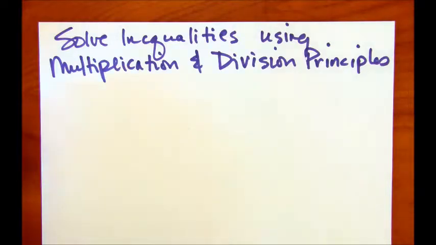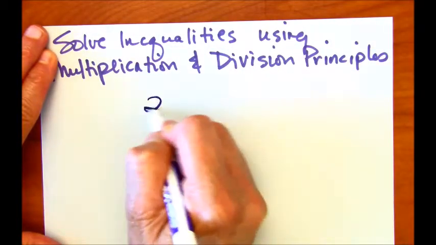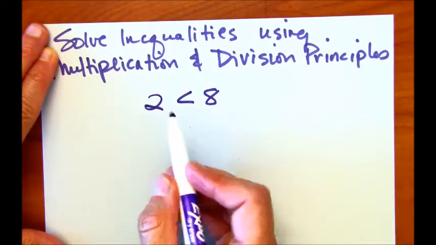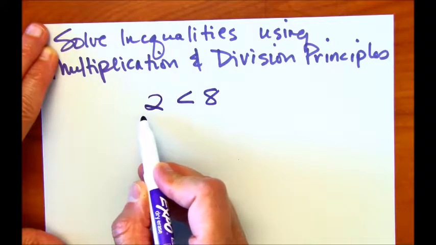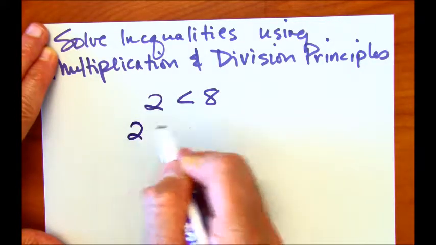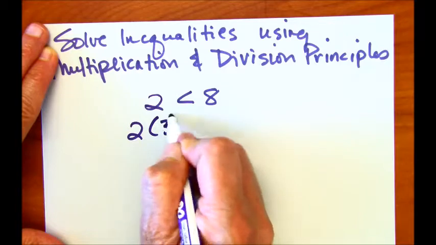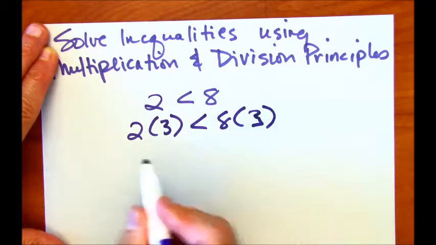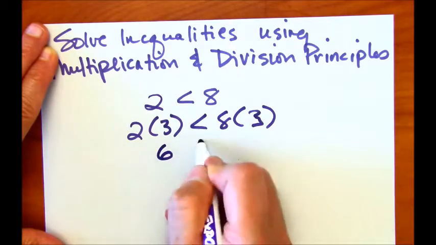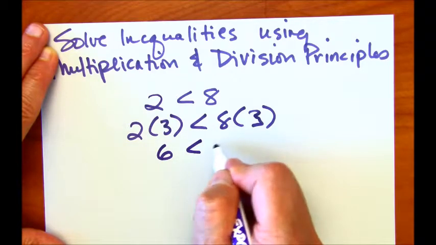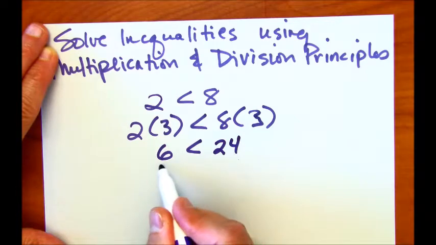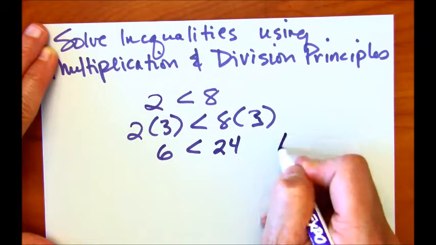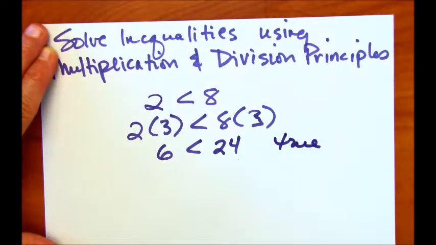And so, for instance, if I had, say, 2 is less than 8, that's an inequality. And if I were to multiply, say, 3 to both sides, we would find that this inequality will continue to be true. And so 2 times 3, that's going to give me 6, and 8 times 3 is 24. And you can see, in fact, 6 is less than 24, and so this continues to be true.